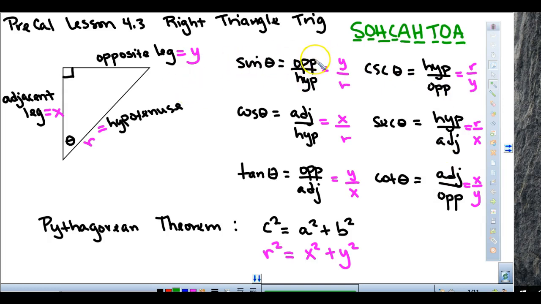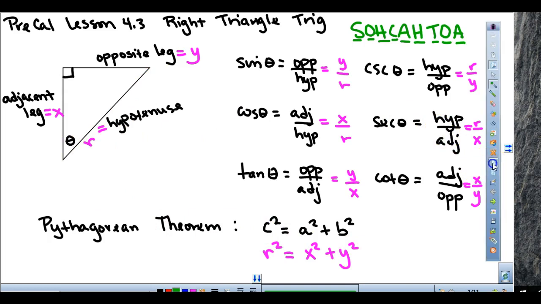But we can also identify these parts as again, x, y, and r. So sine would be y divided by r, cosine x divided by r, and tangent y divided by x. And then, of course, your inverse is over here. We also use Pythagorean theorem with our right triangle trig, which you learned as c squared equals a squared plus b squared. But for our purposes in trig, we're going to use r squared is equal to x squared plus y squared. So, why do I call this r?